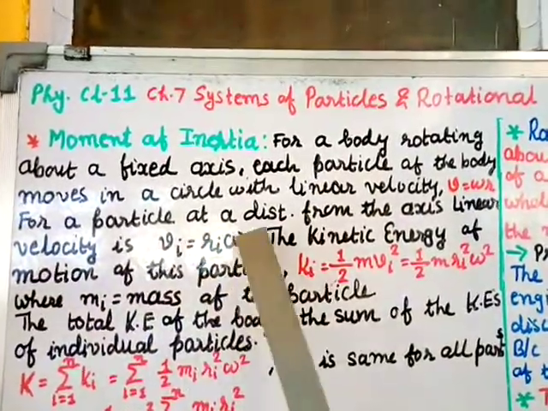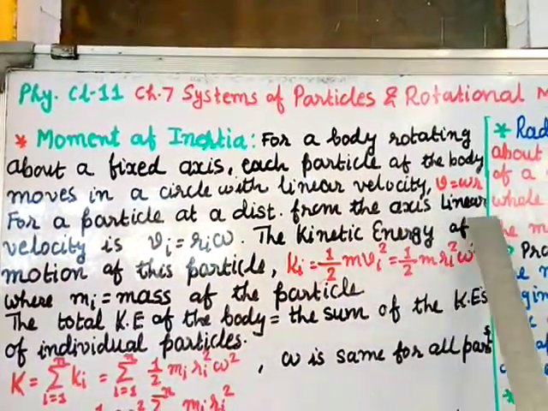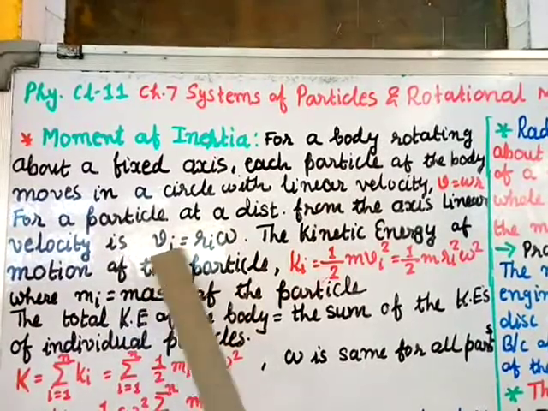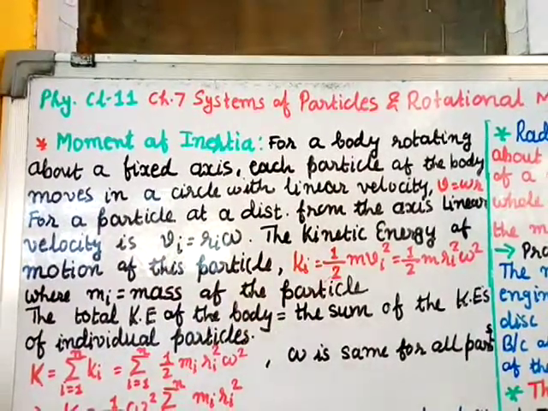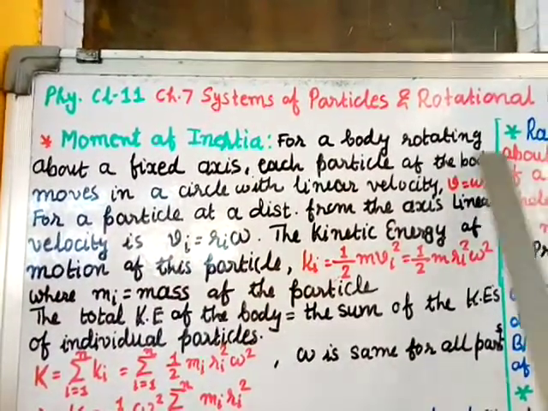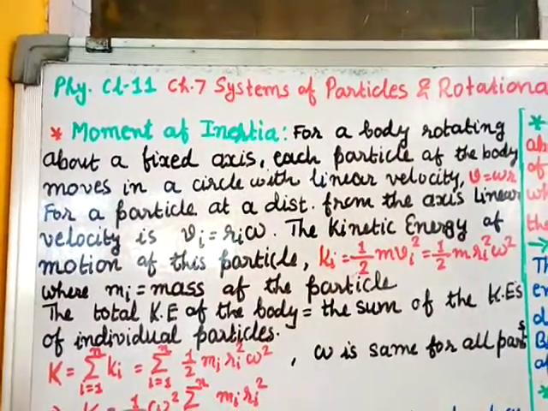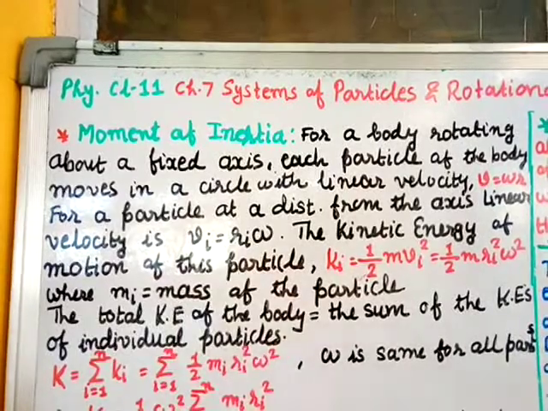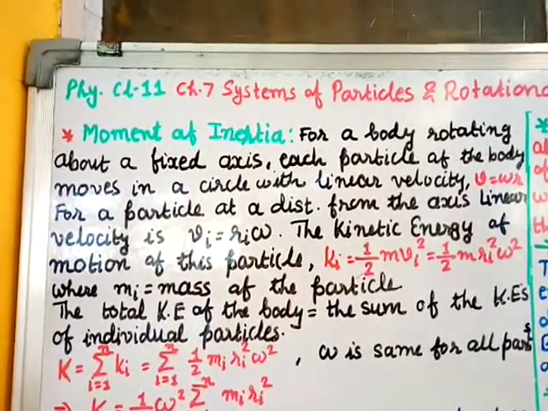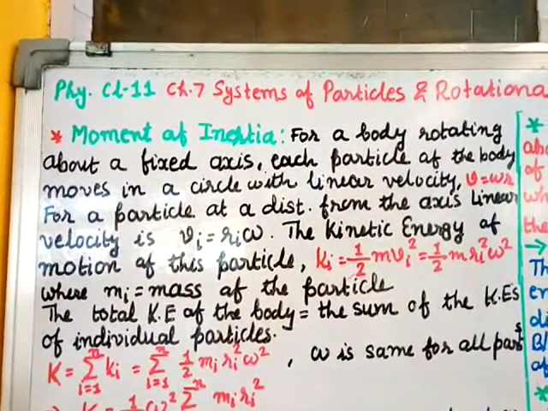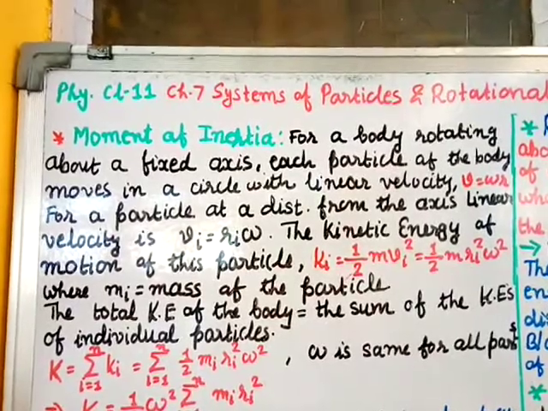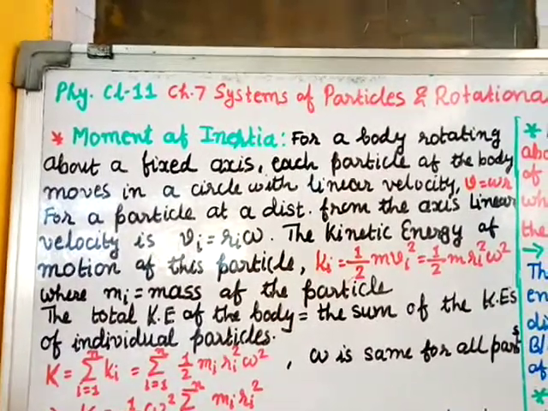For a particle at a distance from the axis, linear velocity is vi equal to ri omega. Now for the ith particle, we consider using the same formula. We can write the linear velocity vi equal to ri omega. Omega will be same for all the particles of the body. A full body has the same angular velocity omega.